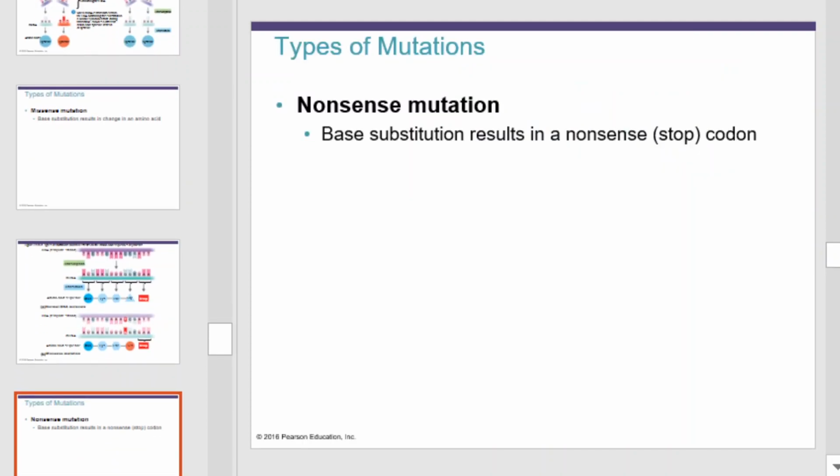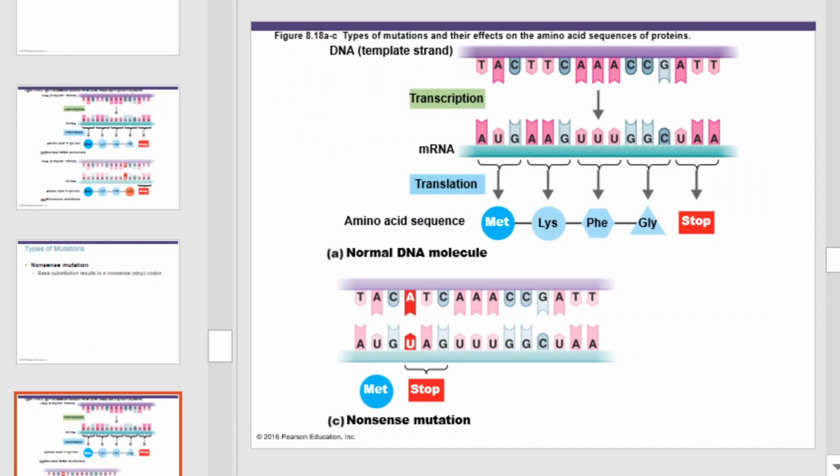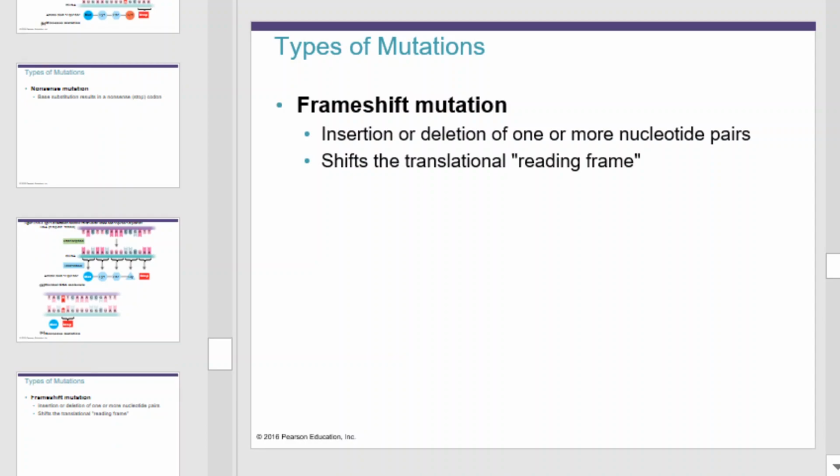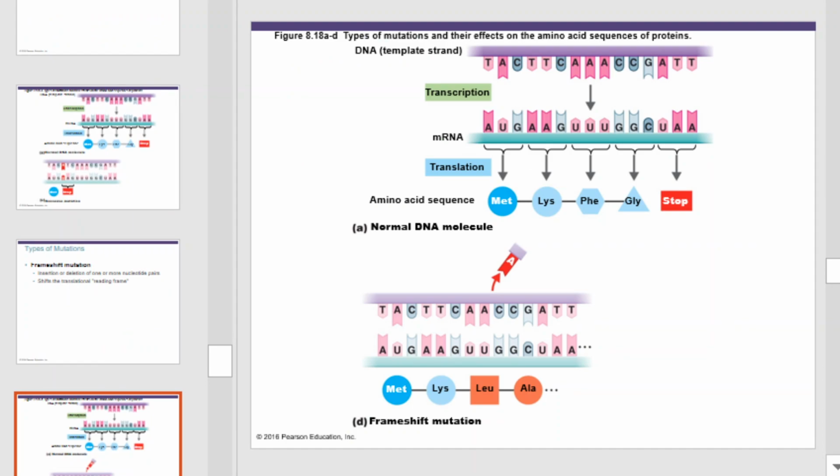Nonsense mutations are base substitutions that result in a nonsense or stop codon. This is an illustration of, again, a type of mutation and its effect on the protein sequences. A frameshift mutation is an insertion or deletion of one or more nucleotide pairs. This shifts the translational reading frame. This is an illustration of a frameshift mutation and its effect on the protein sequence.